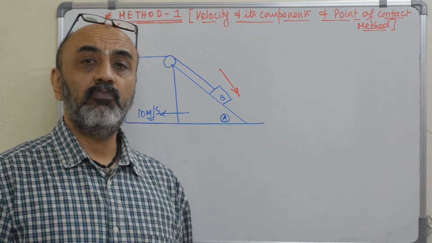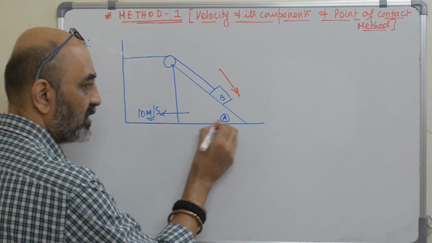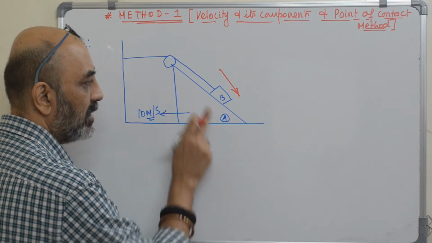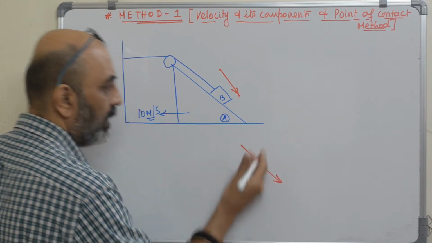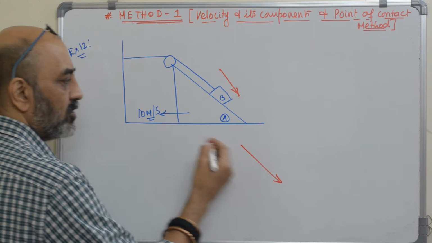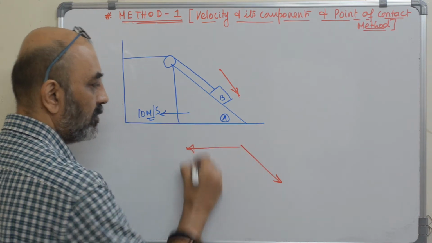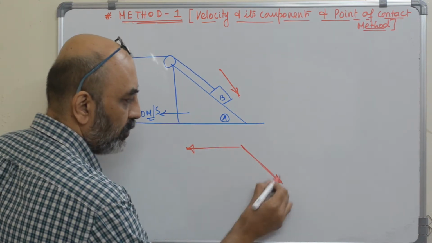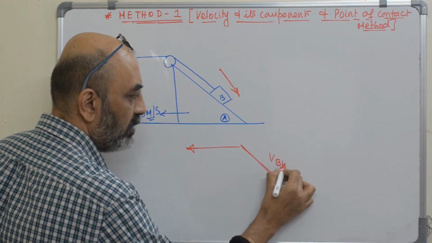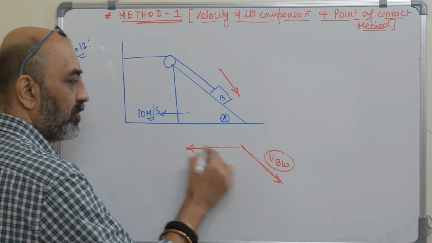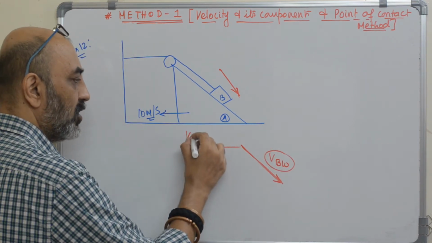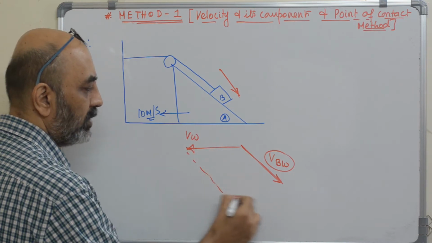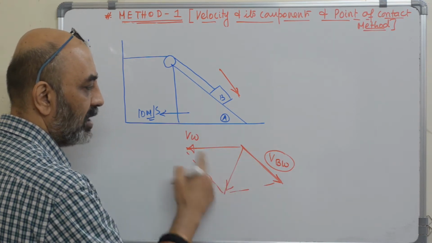So velocity of B का मतलब क्या है? It will move as far as A is concerned in that direction. But A is also moving in that direction, so B will also move in that direction. So this will be giving you the velocity of block B with respect to the wedge. This will be the velocity of the wedge. So what will be the velocity of B? It will be the resultant of these two.